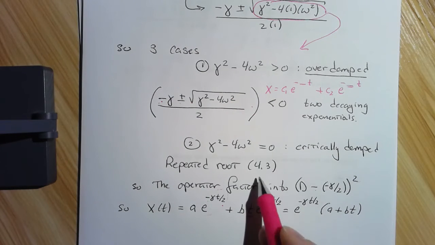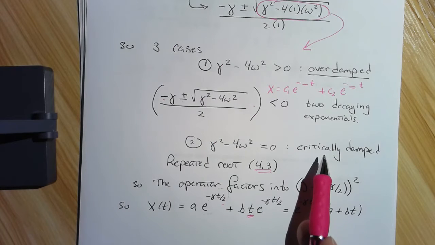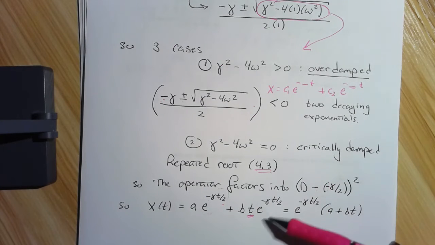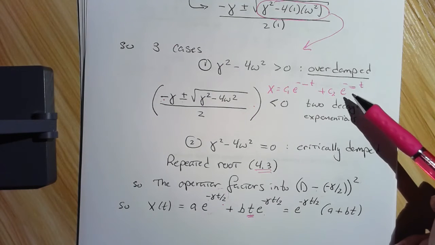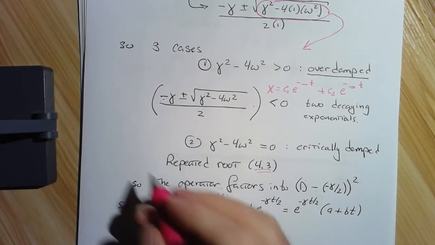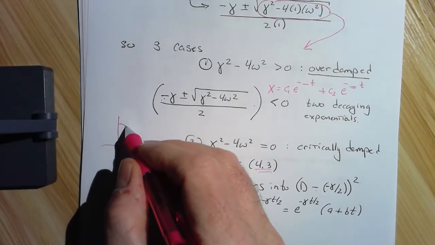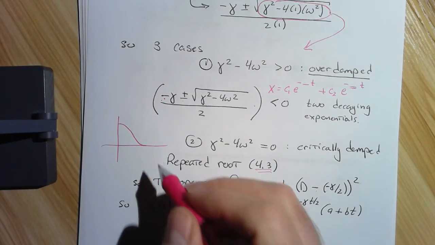This is the stuff we did in 4.3. So I have an exponential and t times that. This is the general solution for critically damped. Neither of these has oscillations. So this is the kind of thing where, whatever your displacement is, it just relaxes to equilibrium. It doesn't ever shoot past equilibrium.